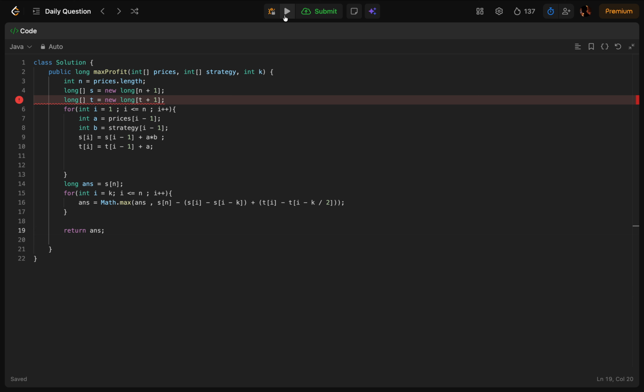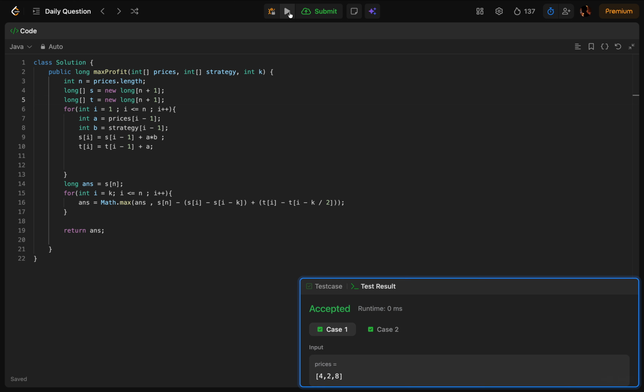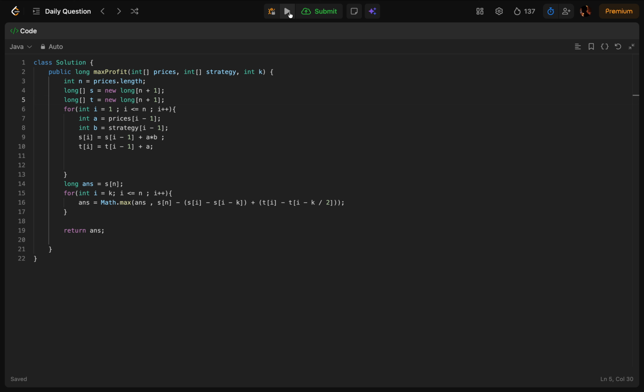Okay, so there is a compile error here. Long t equals, let's see what the error is. Okay, here we have to use the price, not the t itself. Okay, we are able to run it properly. Now let me give you a code walkthrough.